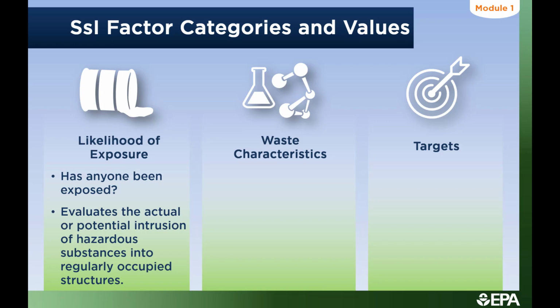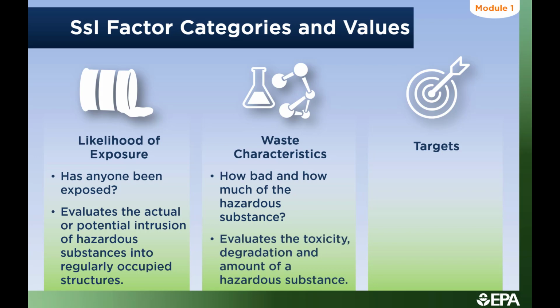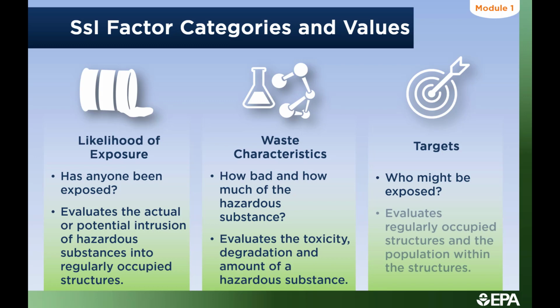Like in the other HRS pathways, the waste characteristics factor category in the SSI component evaluates how toxic a hazardous substance is and the amount present. However, the SSI component also considers how likely it is that a hazardous substance is to degrade before intruding into an overlying structure. The targets factor category evaluates who is actually exposed or who might be exposed to hazardous substances intruding into overlying structures. In the SSI component, regularly occupied structures represent the targets, and the residents, students, or workers in a structure are evaluated as the receptors, or population.